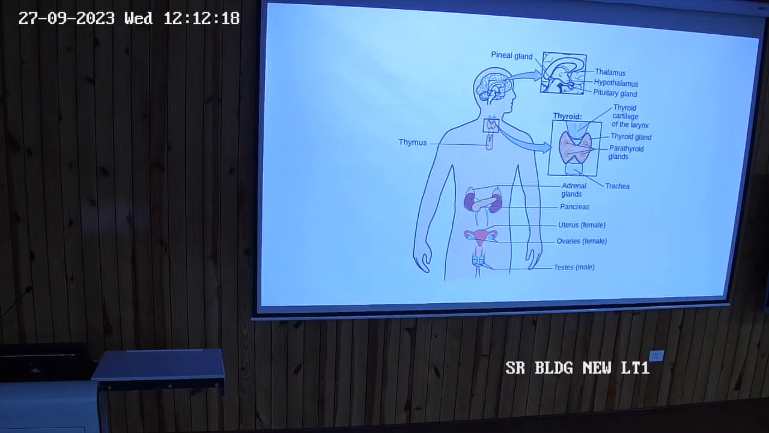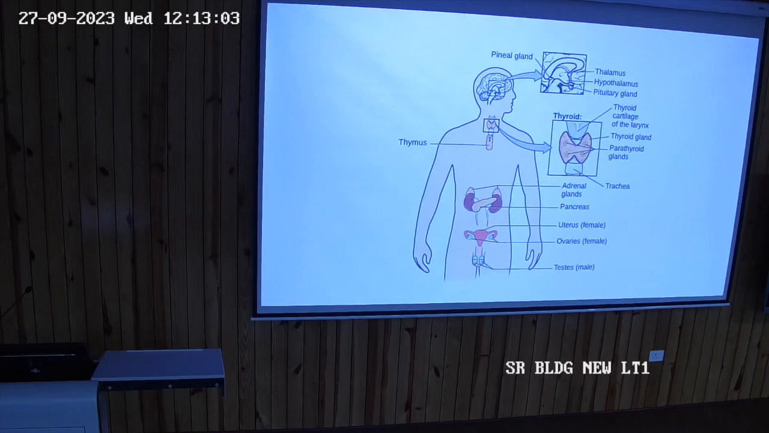Hypothalamus is located in the base of the brain, and this is the main organ which controls or regulates all endocrine glands. Then the next important part is the pituitary gland. Pituitary gland, as I told you, is located in the fossa of the sphenoid bone. The base of the sphenoid bone has a floor or roof, and lying in that roof is the pituitary gland.